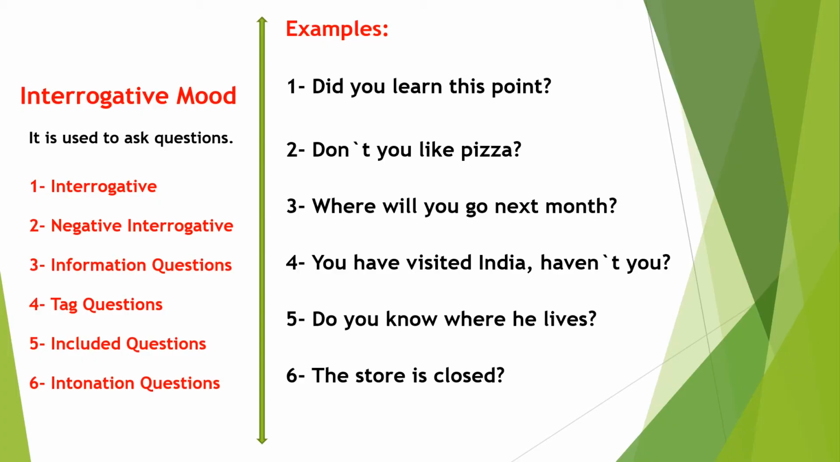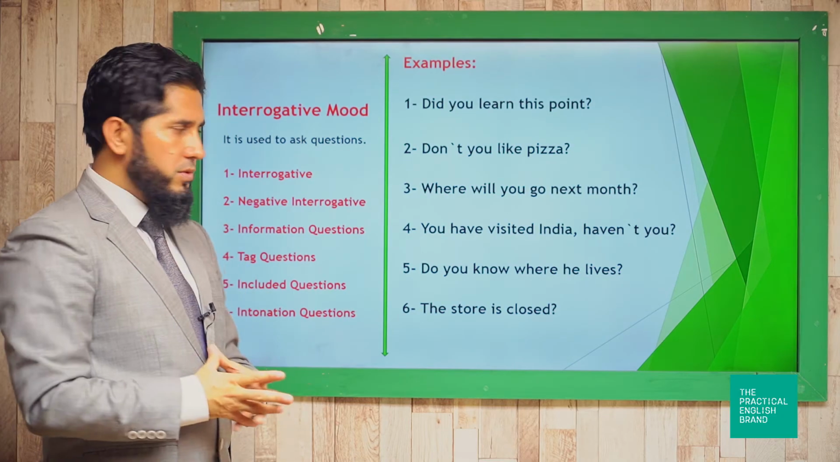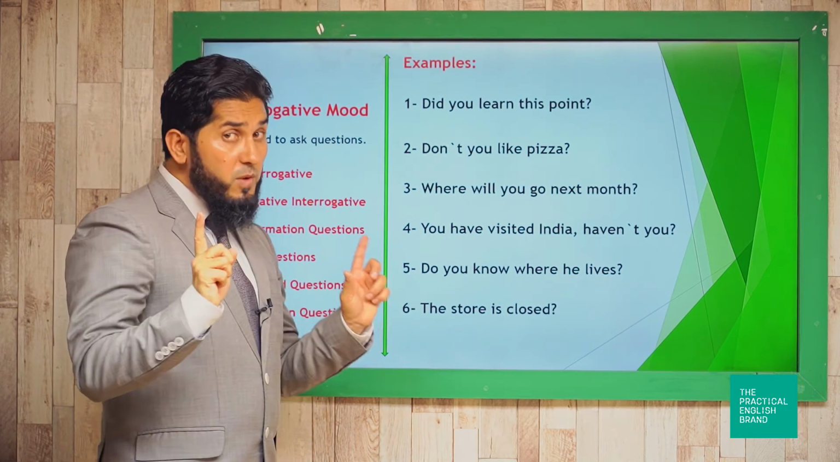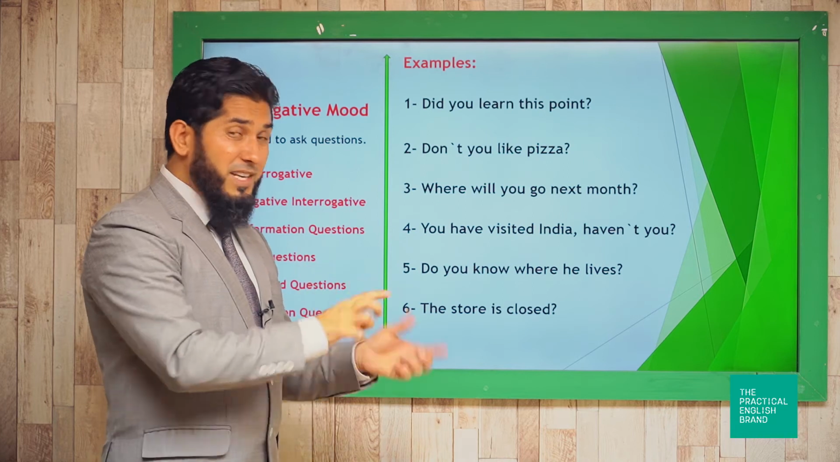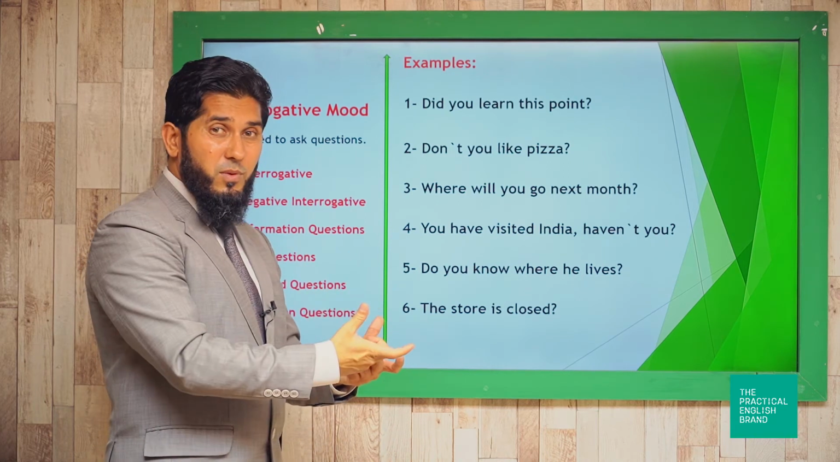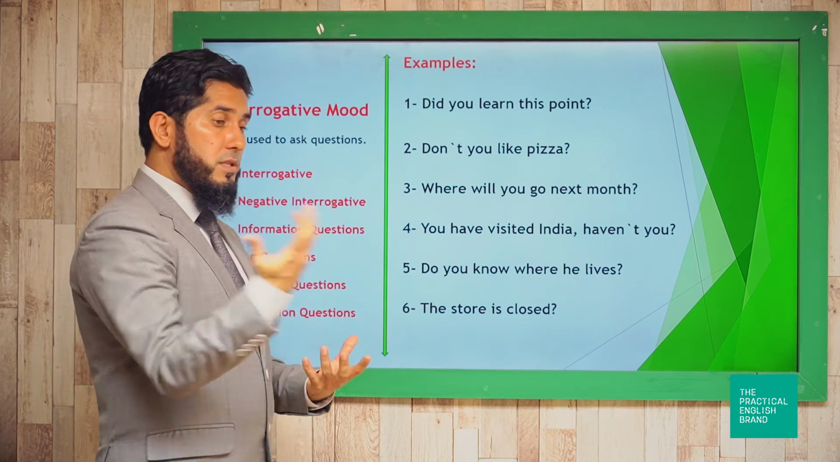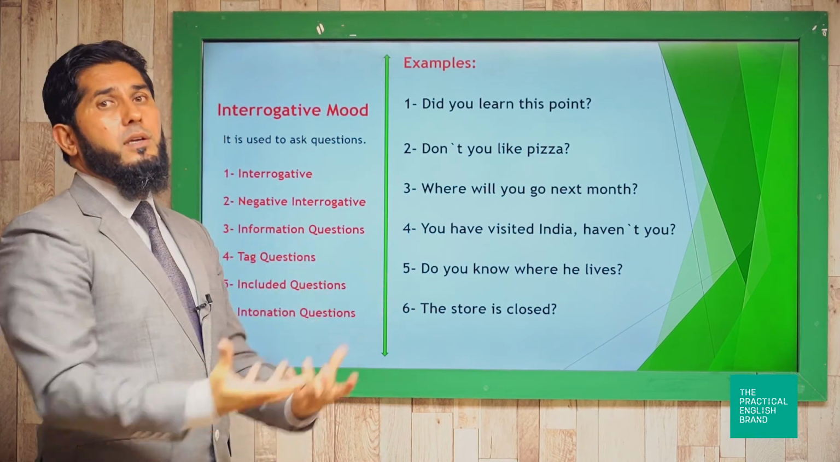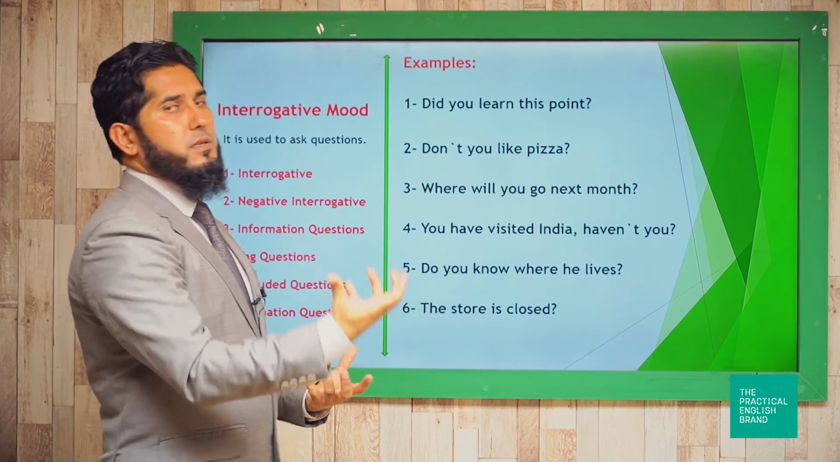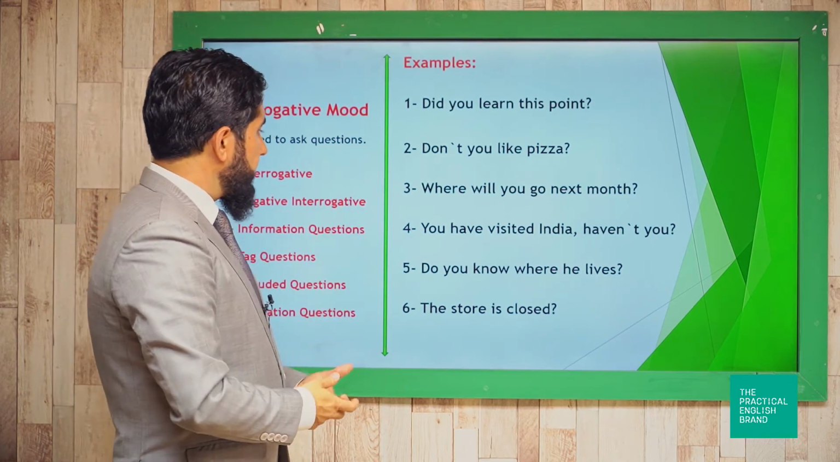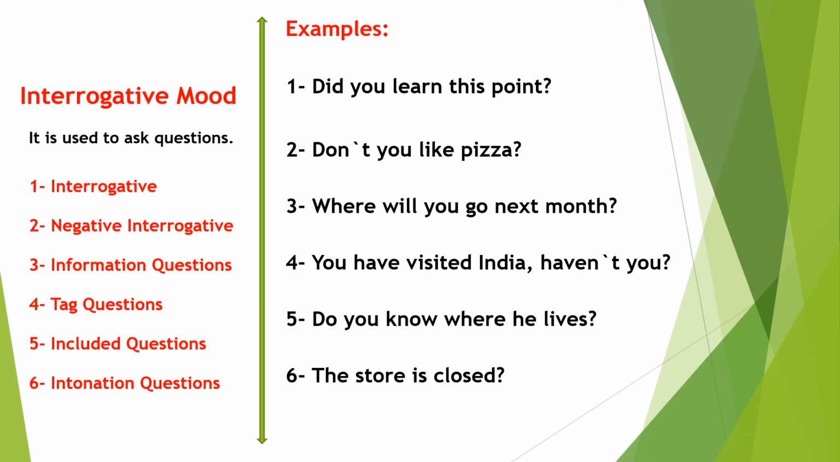And number four, you have visited India, haven't you? So tag questions in all 12 tenses. And keep in mind, I mean, active and passive form. We can use passive form, okay? Doesn't matter, in all 12 tenses, passive form, as long as the sentence is used to ask something or someone, okay?